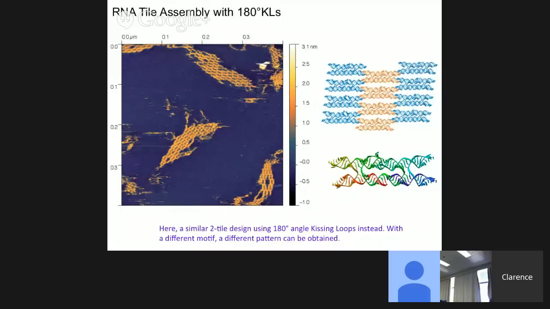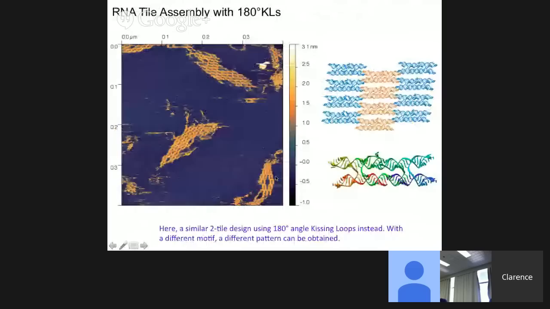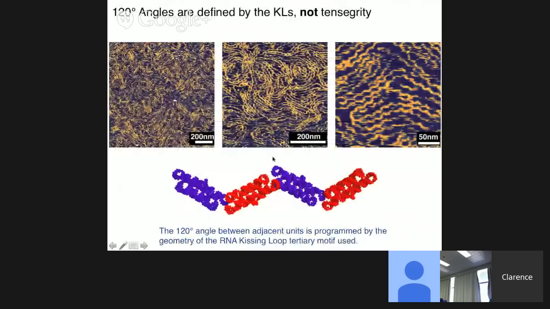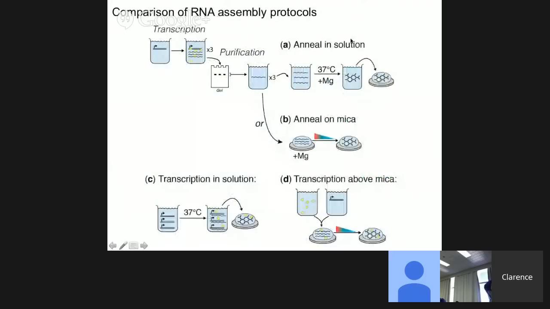So the previous one here, these loops are 9 nucleotides, and they form 6 base pairs between them, and now these loops, I'm sorry, backwards. These are 7 nucleotide loops, and these ones are 9 nucleotide loops, so it's like just a small change can result in a different shape.